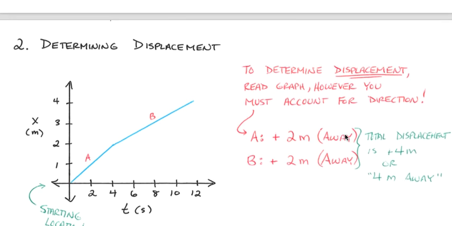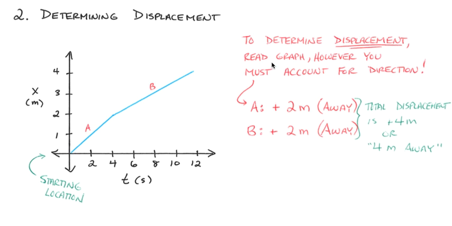In terms of displacement, it's a very similar concept. You're still reading the graph. However, this time you have to account for direction. I'm going to go over 2 examples here just to show you what I mean by that and how the distance and the displacement readings from a graph will differ.